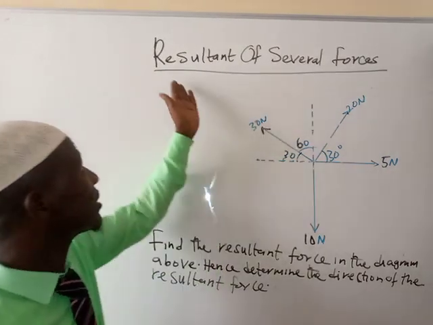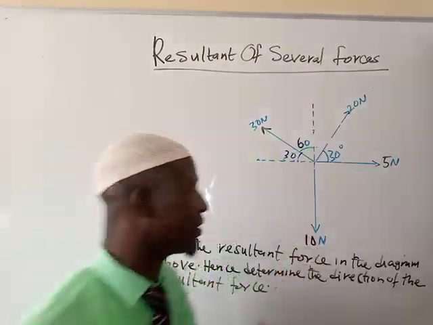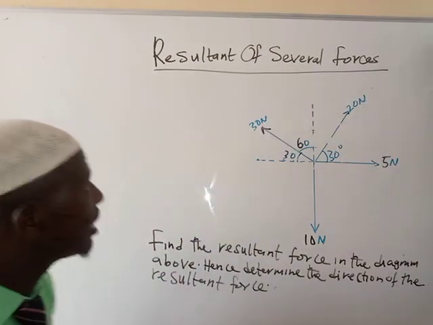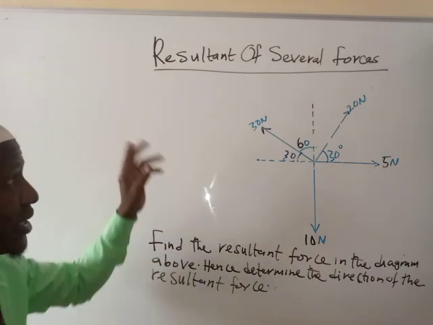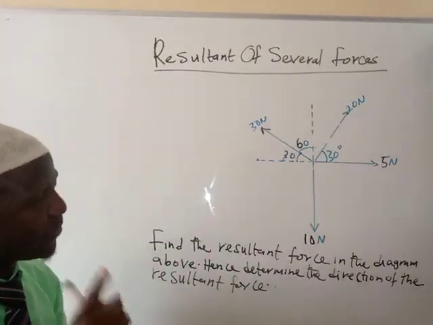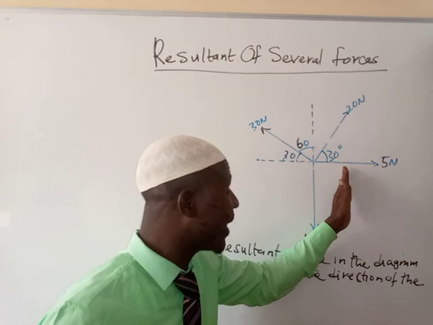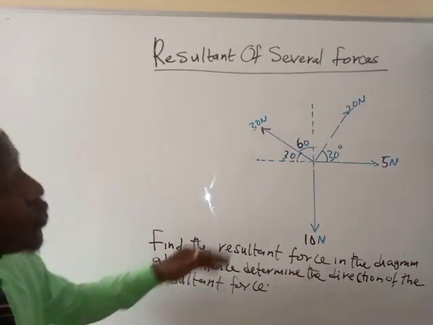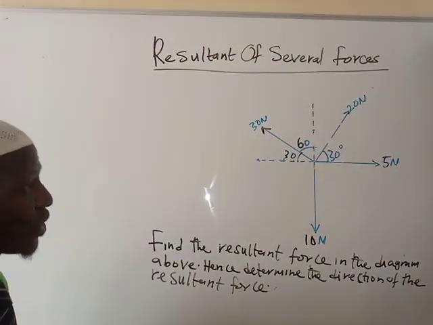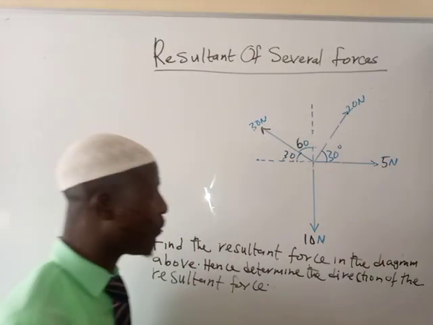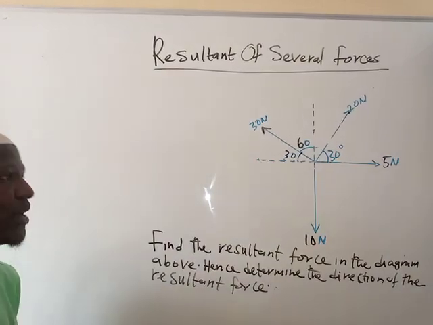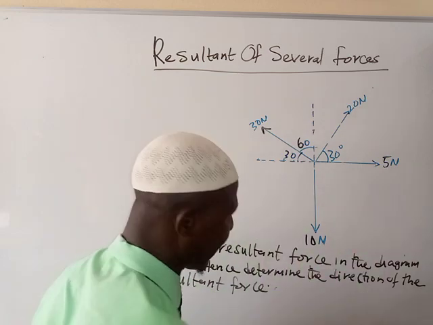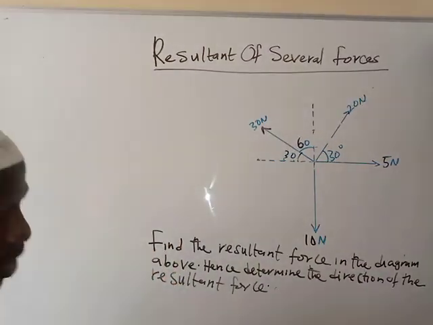Topic for today is resultant of several forces, which is the continuation of our last video, that is resolution of vector. In that case, we resolve a single vector into horizontal component and vertical component. For this one, we are going to have more than two forces. So we are going to resolve the force into its horizontal component and vertical component. Then we add all the vertical together, we add all the horizontal together to have two perpendicular forces.